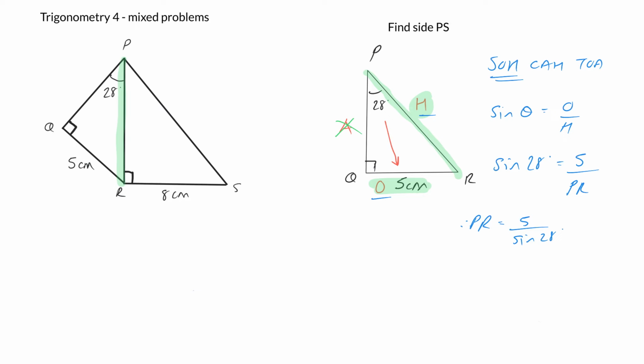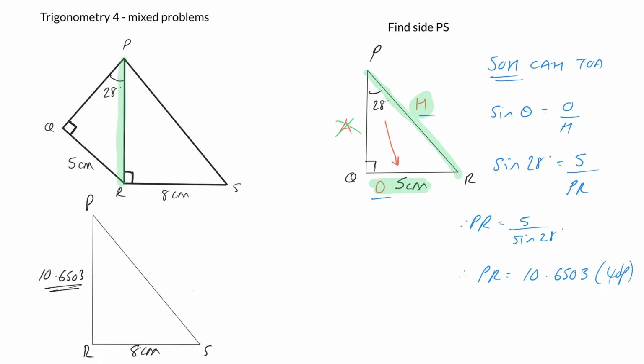So now I put that into my calculator to get the length, so therefore length PR is equal to 10.6503. I've rounded this to 4 decimal places in order to minimise the final rounding error. So now I've calculated this length here, PR, which is this one here. Okay, I've now got a new triangle, PRS. So I've redrawn that here, PRS. 8 centimetres I've dropped down, and the 10.6503 is there.